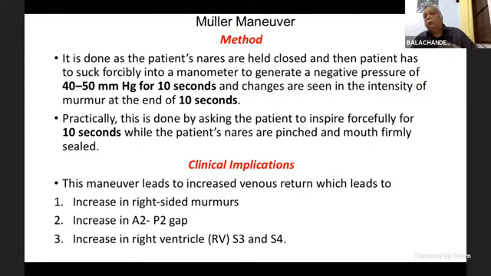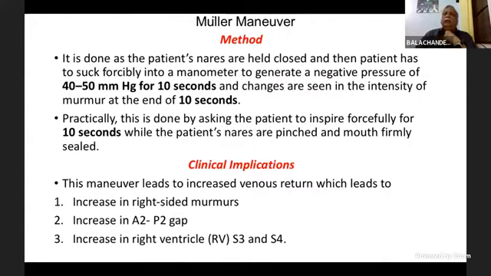This is not so important, the Mueller's maneuver, and this is actually to suck forcibly into a manometer to generate a negative pressure. I don't know, we have not done this practically, but generally speaking, this is perhaps not done in most clinical situations.